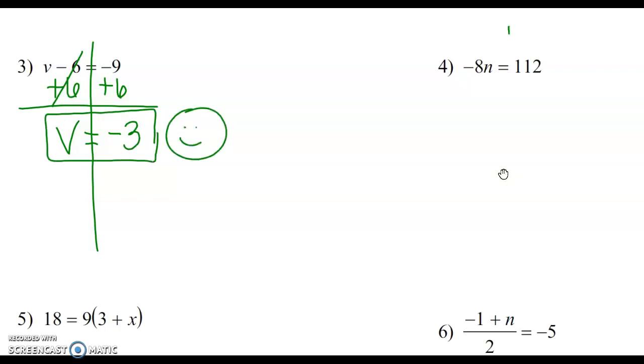Number 4, a number beside a letter is multiplication. So this means negative 8 times n. So the opposite of multiplying by negative 8 is to divide by negative 8. And I find out that n equals 112 divided by negative 8. I would use my calculator. So 112 divided by negative 8 is negative 14.